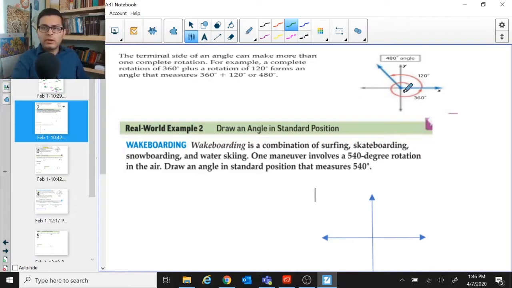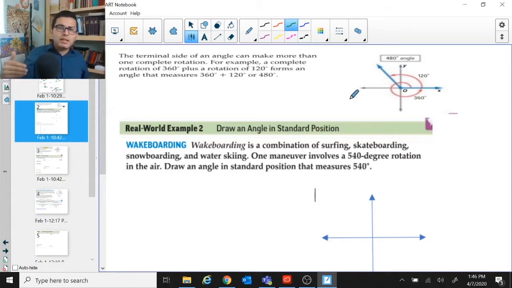If we look at our example right over here, we can see that it started from the initial side, went all the way around the circle, making it 360 degrees, but then it went an extra 120 until it hit the terminal side. So here this will be a 480 degree angle.